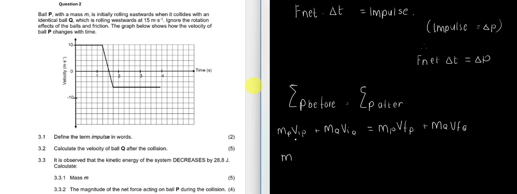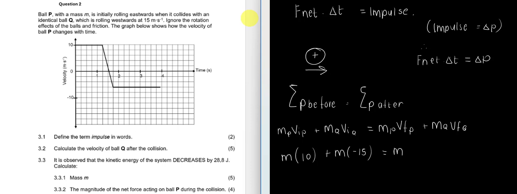What is our initial velocity for P? Can you see that it is 10 meters per second there? So ball P is rolling eastwards. We can say east is positive. Can you see that this was the graph for P? So we can say that the initial velocity of P is then 10 meters per second. Can you see that on the graph? Okay, so we have m times 10, and it's positive. Plus again m, and what is the initial velocity of Q? It was minus 15. Then I have m again.